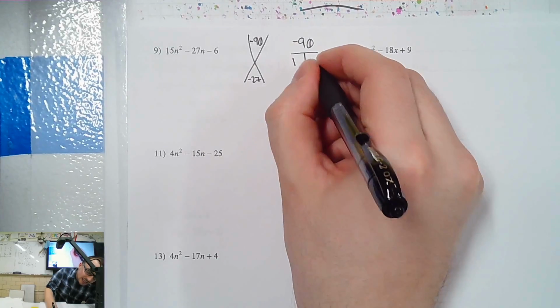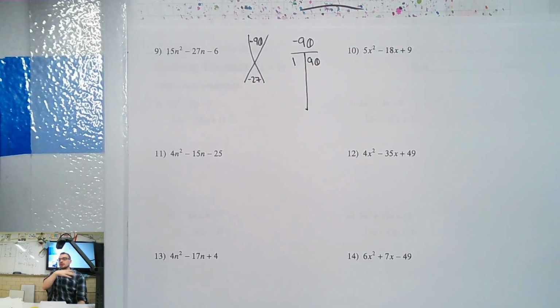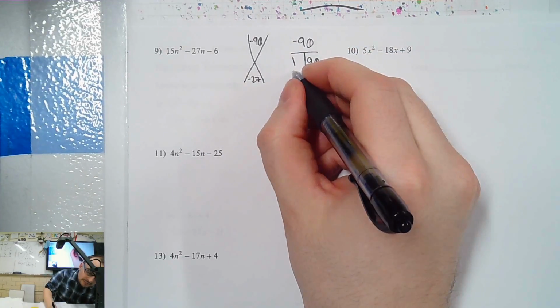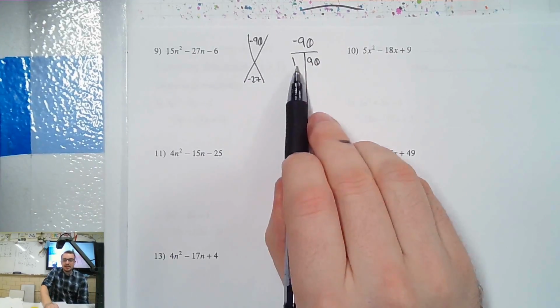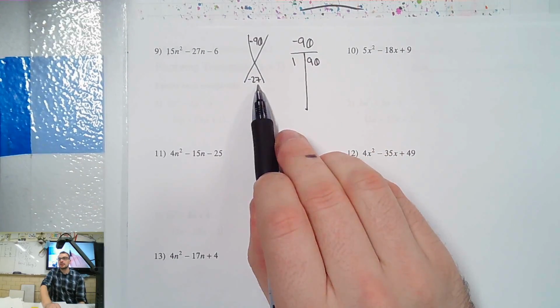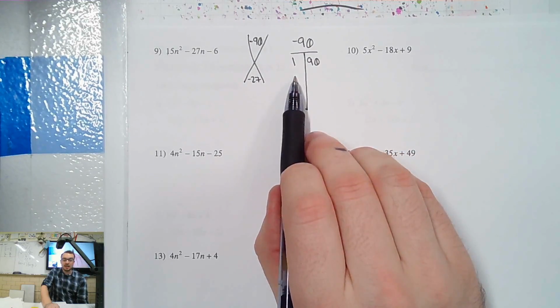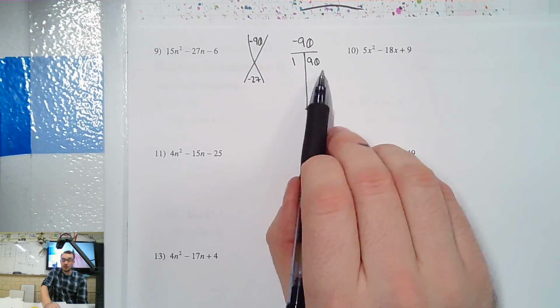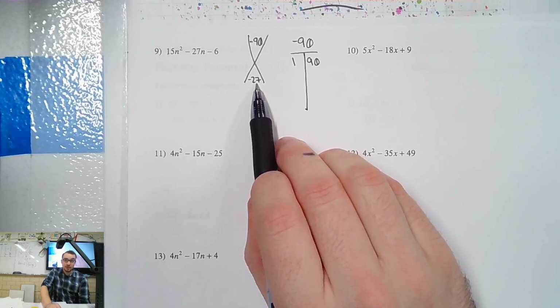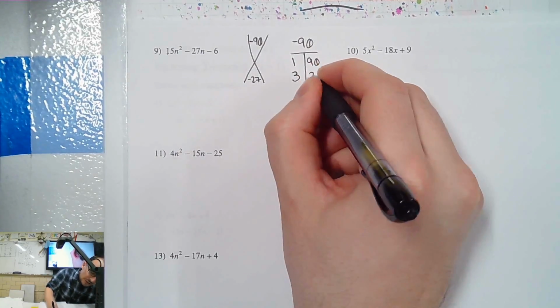So we have 1 and 90. I don't bother with signs here. You guys see why. I know what it is. Now, 1 and 90, very far apart. Not going to give me that, right? 2 and 45, very far apart. 3 and 30, very far apart, but separated by 27, right? So what we want is 3 and 30.